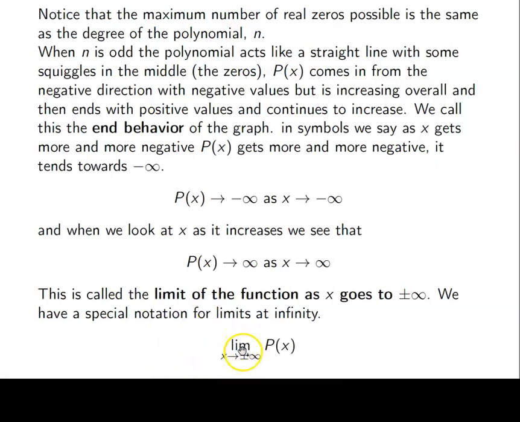We say the limit as x approaches whatever value I'm interested in of P of x. In this case, we're looking at x going to either positive infinity or negative infinity. And this is a value, okay? This will equal infinity or negative infinity. Sometimes this will equal an actual value, right? Not for polynomials, it doesn't. But when we get into the rational functions, we'll talk about that. It will equal an actual value. So we're going to use this notation a lot in this course.